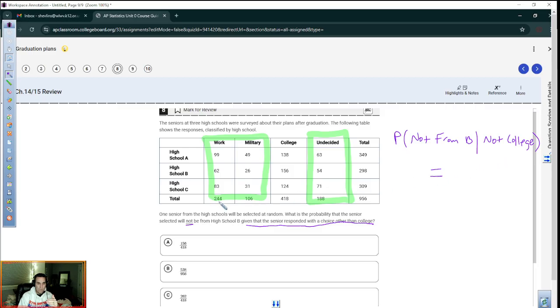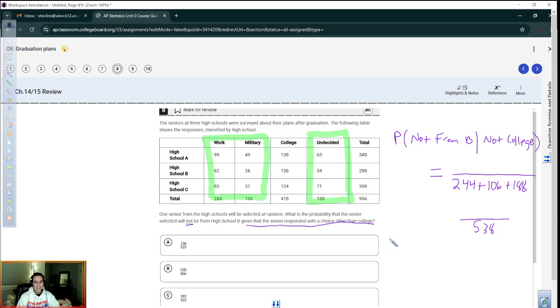So 244, 106, 188. I guess I could have done the opposite. I mean, it would have been better if I did 956 minus 418. Whatever. I didn't see it like that in my brain. But you're right, Mr. Shevlin has said at least. You should have done opposite. Yeah, I should have done opposite. So when I add those up, you get 538 for the bottom number.